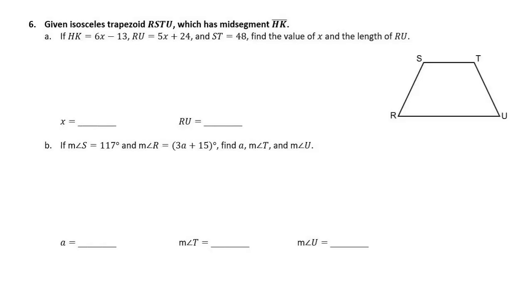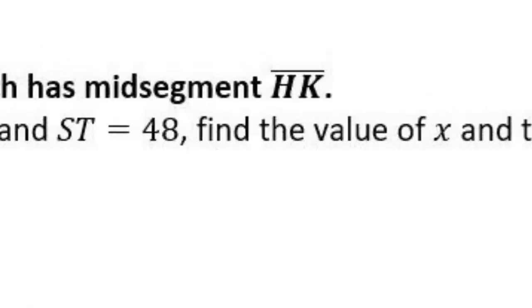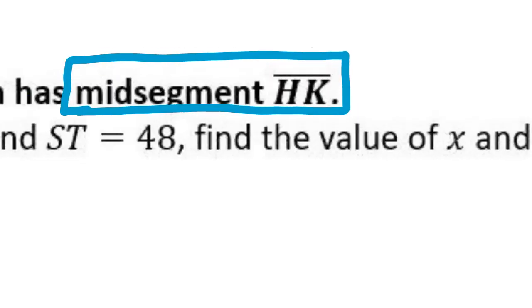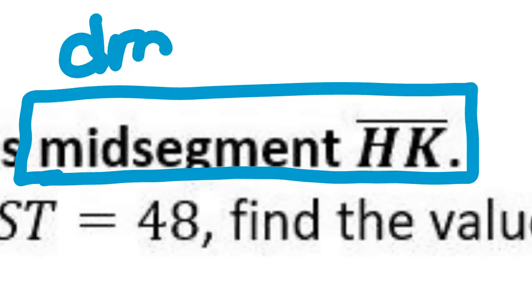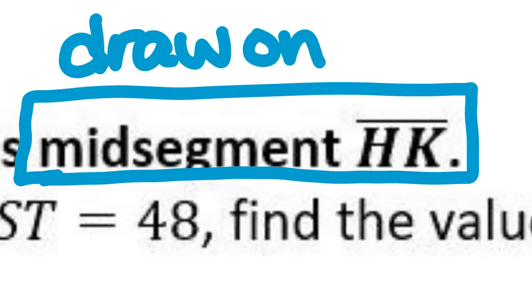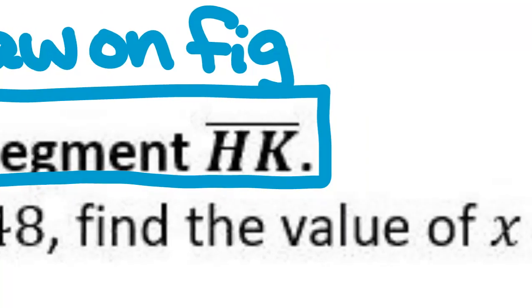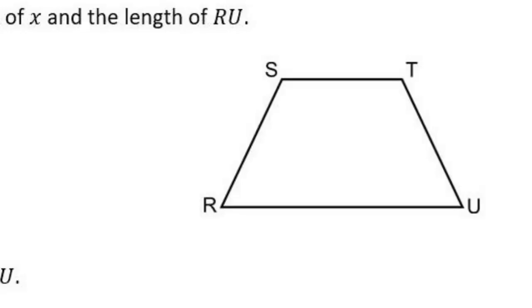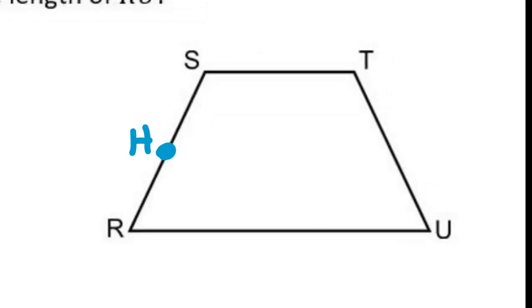Given isosceles trapezoid RSTU, which has mid-segment HK. Is this on the picture? What do you think we need to do then? We're going to add it. We're going to draw this on the figure. So H is going to be on one of the legs, and K is going to be on the other leg. And then we're going to connect those two.